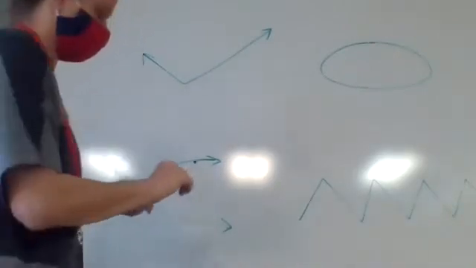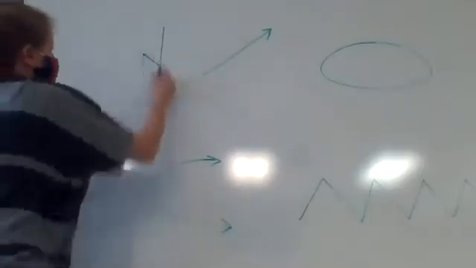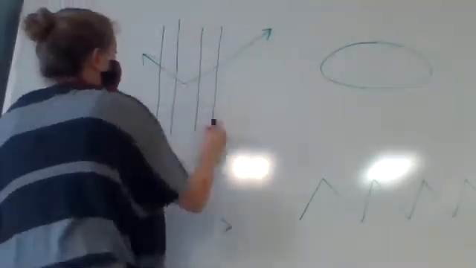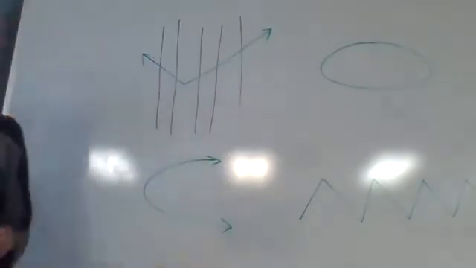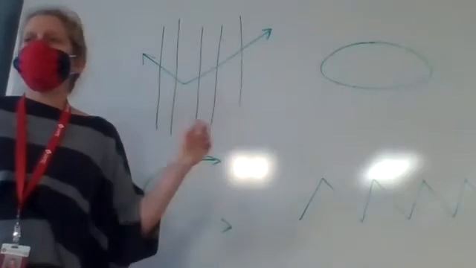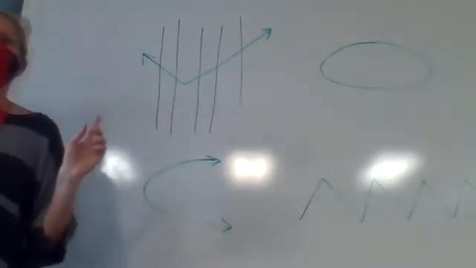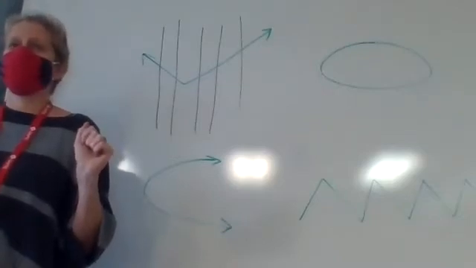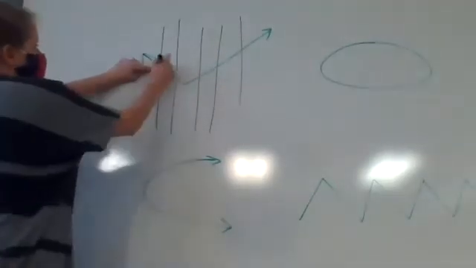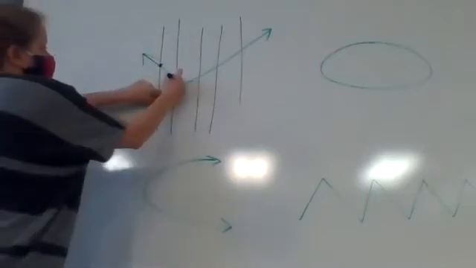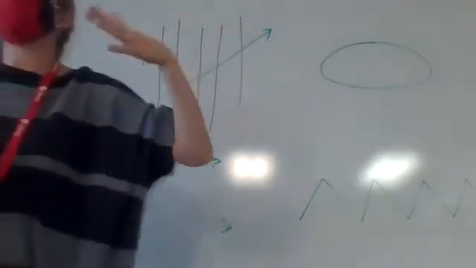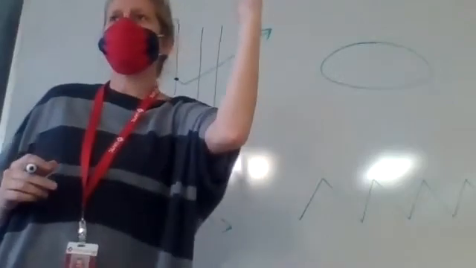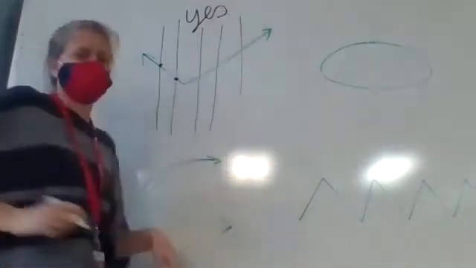Look at number 16. I'm going to draw vertical lines all over it. Is there anywhere on that green check where any of those vertical lines touched it more than once? No. That means it is a function. This vertical line only touches it once. This vertical line only touches it once. There's not a vertical line that you can put on there and touch it more than once. That means, yes, it is a function.